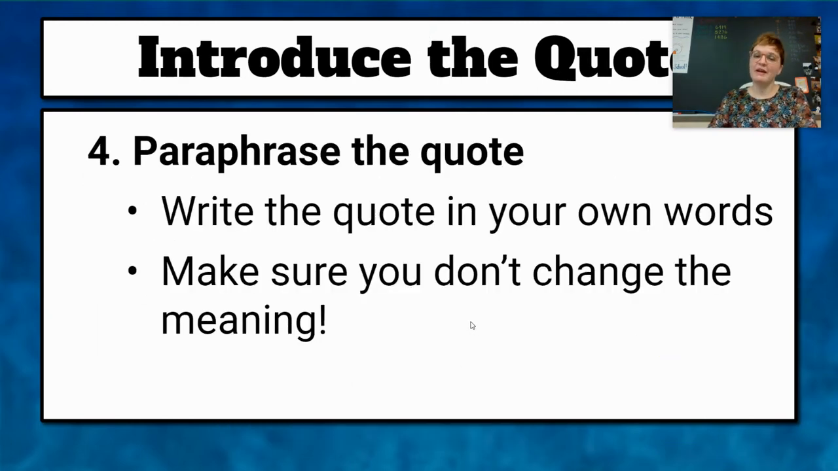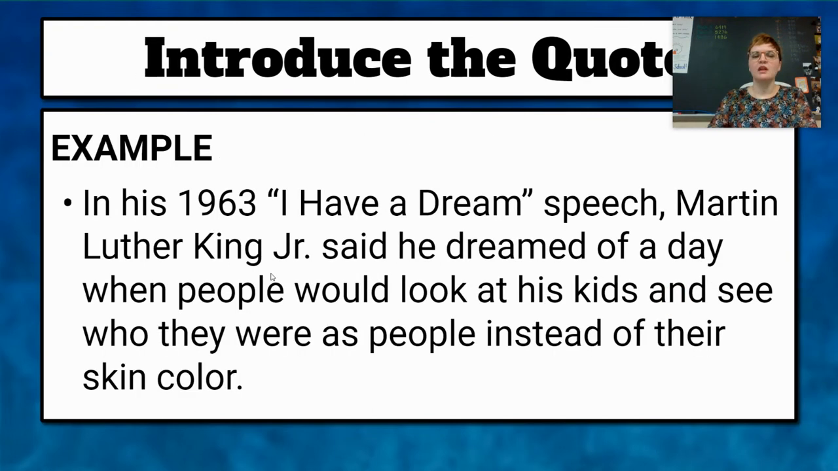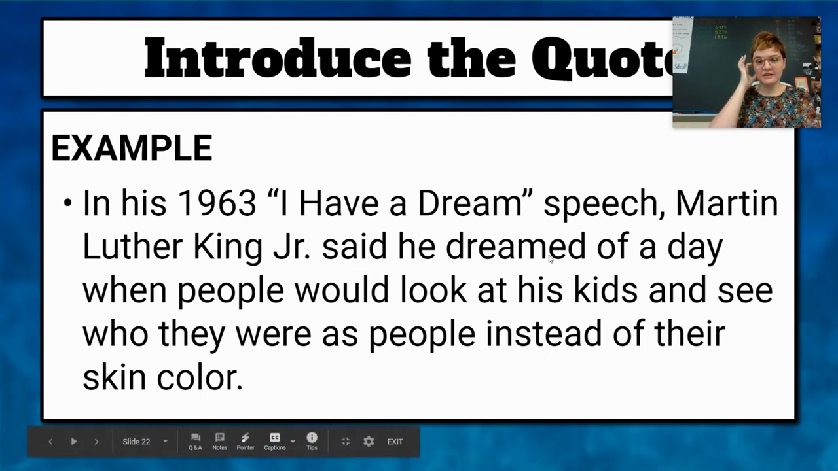The last way is paraphrasing. So you can write the quote in your own words and make sure that you aren't changing the meaning. So don't paraphrase it so much that you've completely changed what the original intent of the quote was. So in his 1963 I Have a Dream speech, Martin Luther King said, so you can see that like I'm still introducing it like it's a quote, but then I'm paraphrasing the rest of it.